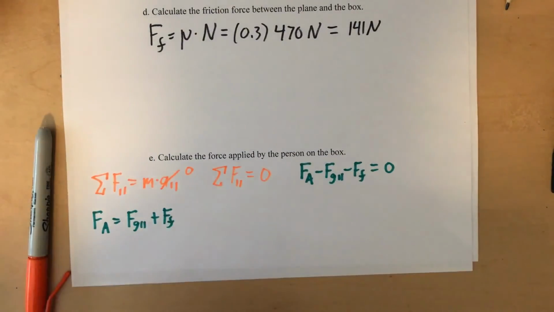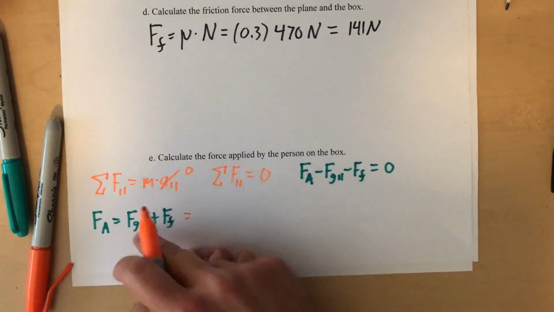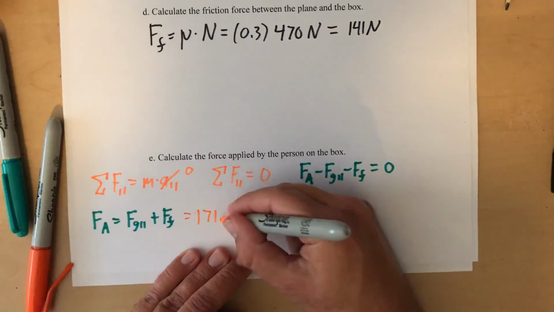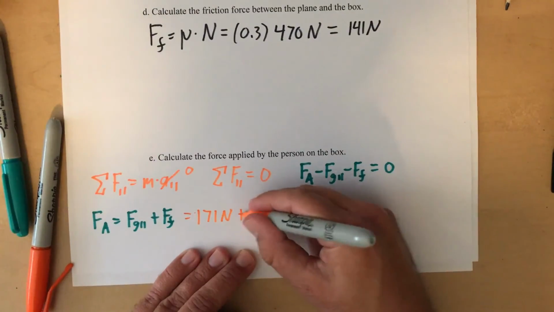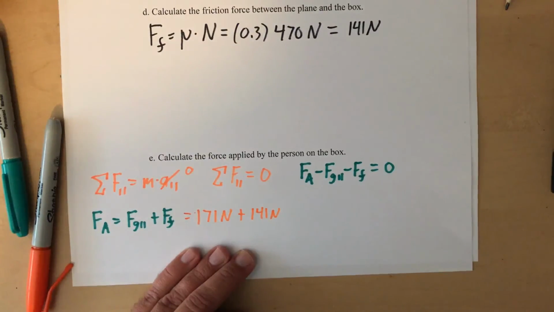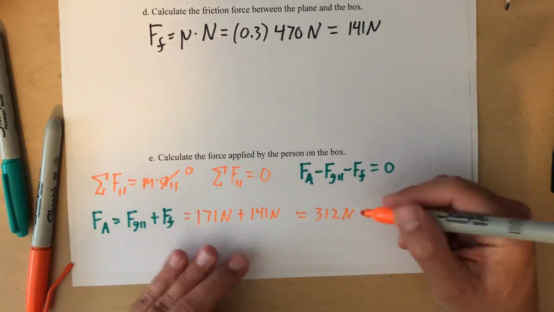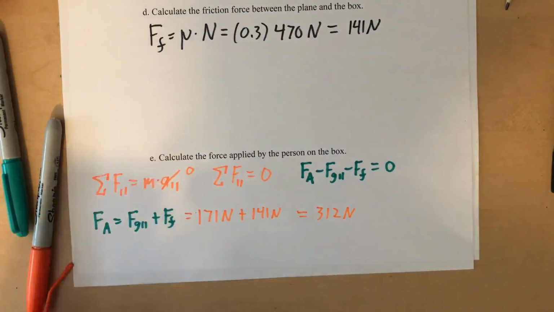We already solved for both of these, so we can just simply plug in those numbers. So the force of gravity parallel we found earlier was 171 newtons, and the force of friction we found earlier was 141 newtons. So when we add all of those together, then we should get 312 newtons there. The last part, F, we'll skip because we don't know how to do work yet.